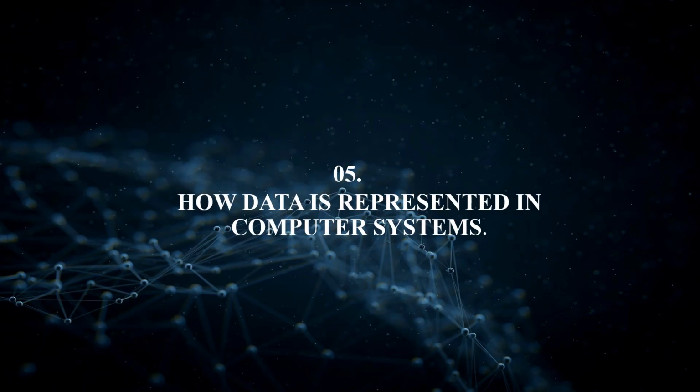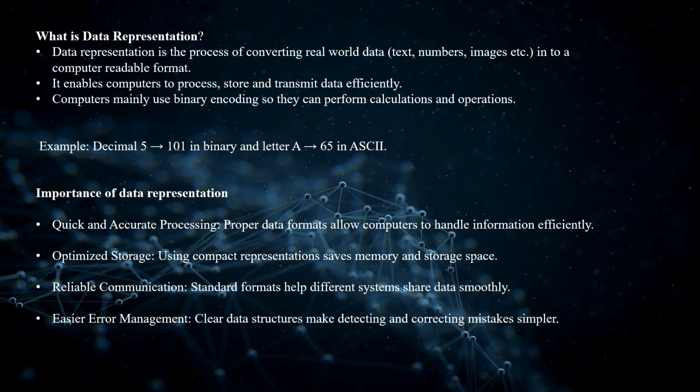Now let's see how computers represent data. Computers don't see the world like we do. They need data to be represented in a specific way. Everything is converted to binary zeros and ones. Numbers, letters, images, and sounds are also stored using binary codes. Proper representation is vital for fast processing, optimized storage, and ensuring different systems can communicate reliably.